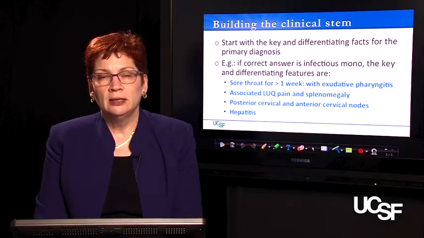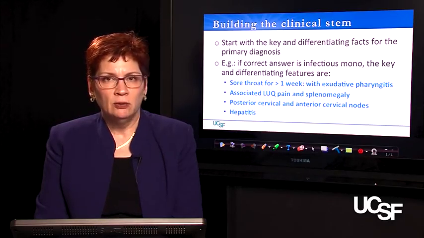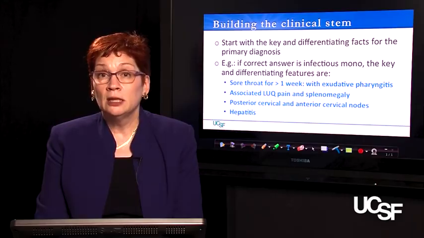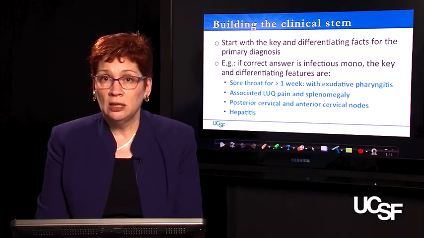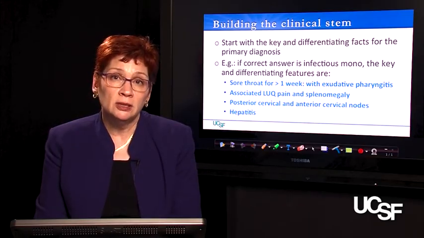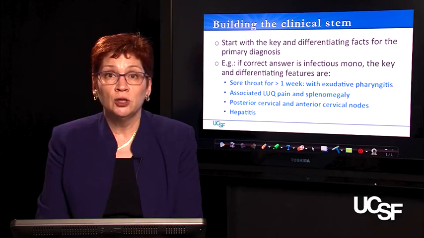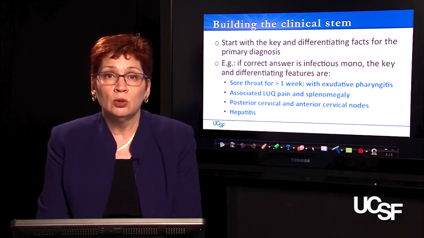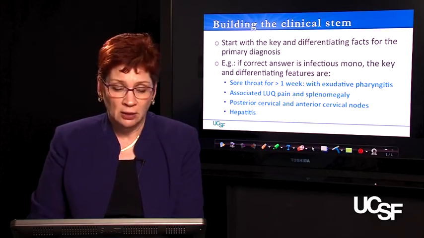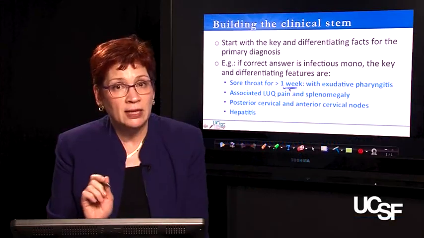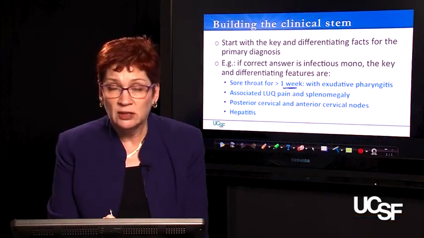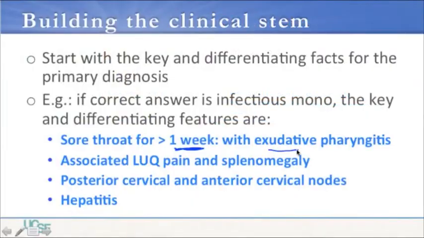So how do I build the clinical stem beyond that 15-year-old man with a sore throat? Well, I'm going to start with the key and differentiating facts for the primary diagnosis that's going to be the right answer. So if the correct answer for this particular question is going to be infectious mononucleosis, then the key and differentiating features we identified through our vertical reading or through our Venn diagrams were sore throat that lasted at least a week. Not everybody has sore throat for more than a week, but that's very characteristic of mono. Exudative pharyngitis, that was very characteristic of mono.